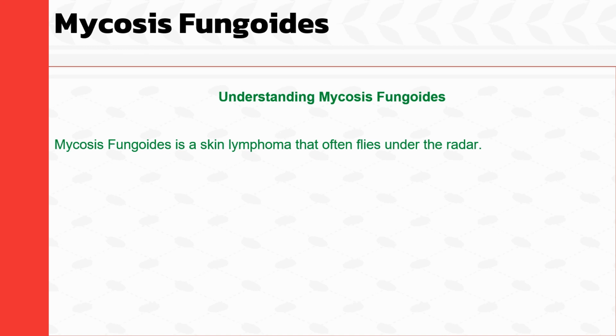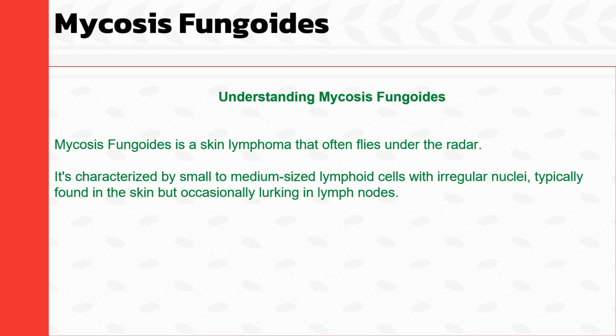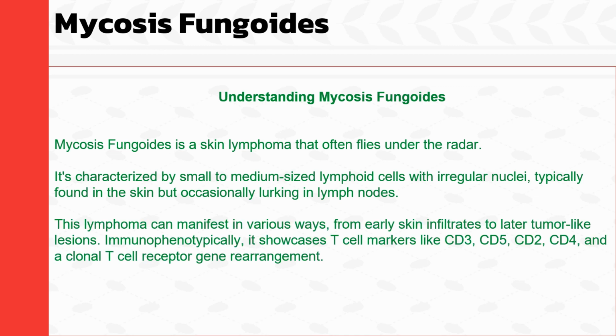Mycosis fungoides is a skin lymphoma that often flies under the radar. It's characterized by small to medium-sized lymphoid cells with irregular nuclei, typically found in the skin but occasionally lurking in lymph nodes. This lymphoma can manifest in various ways, from early skin infiltrates to later tumor-like lesions. Immunophenotypically, it showcases T cell markers like CD3, CD5, CD2, CD4, and a clonal T cell receptor gene rearrangement.